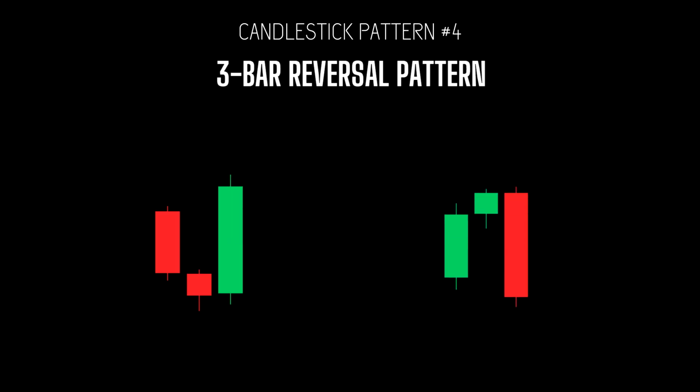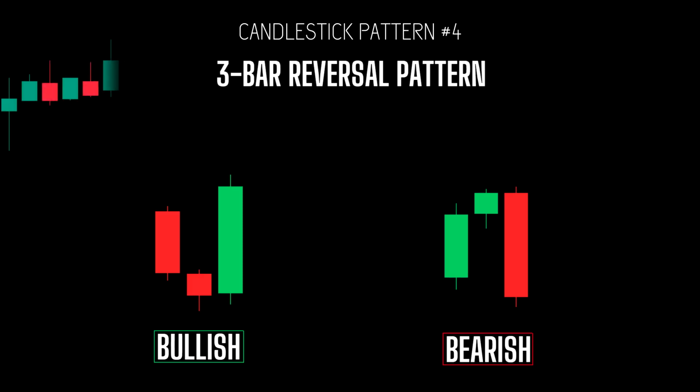There are 2 types of 3-bar reversal patterns: the bullish 3-bar reversal, where the first 2 candles are red and the third is green, and the bearish 3-bar reversal, where the first 2 candles are green and the third is red. As the name suggests, whenever you see this type of pattern on a chart, it signals a possible reversal of the existing trend. For example, during a downtrend, if you see a bullish 3-bar reversal pattern forming, it signals that the trend might reverse upward.